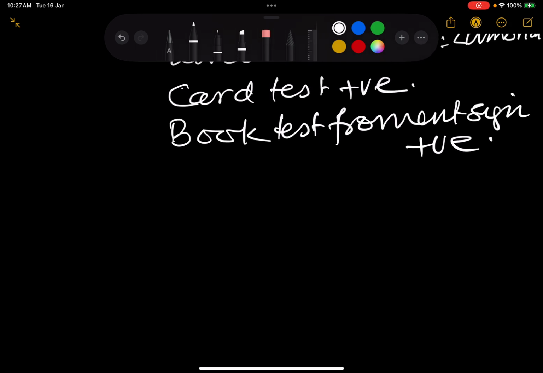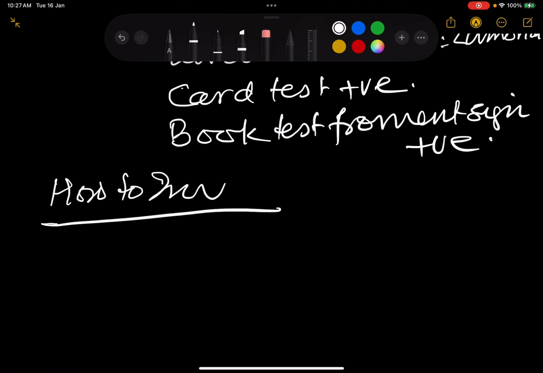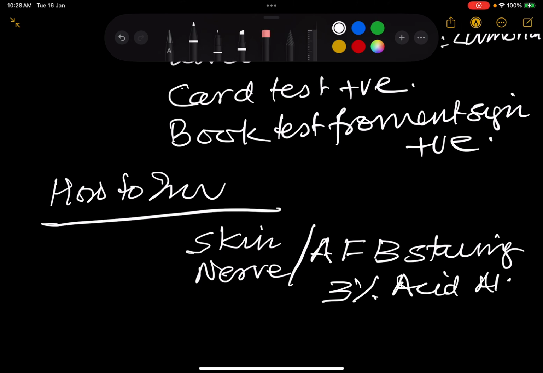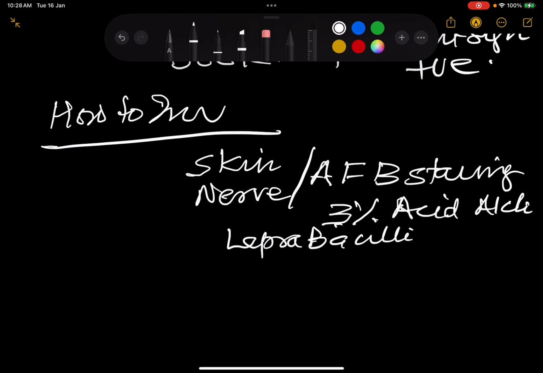Now how would you investigate? We'll do a biopsy of the skin or the nerve, do acid fast bacilli staining using 3% acid alcohol rather than 20%, which we use for Mycobacterium tuberculosis, and we may be able to demonstrate the lepra bacillus. And this is Ziehl-Neelsen staining.